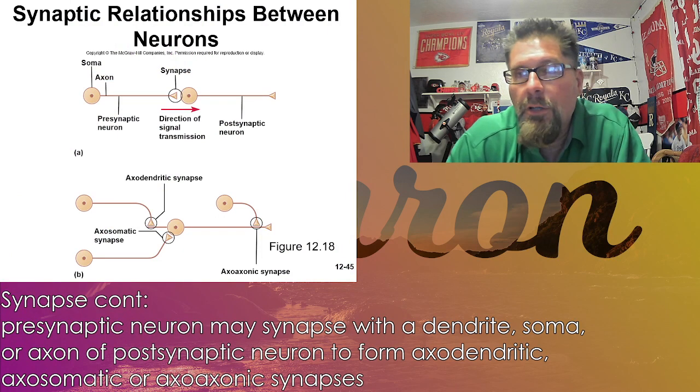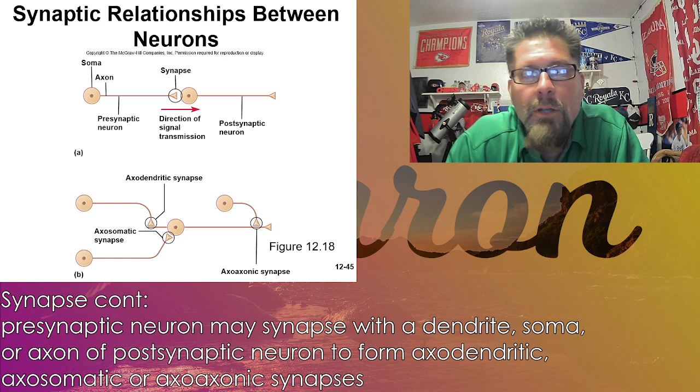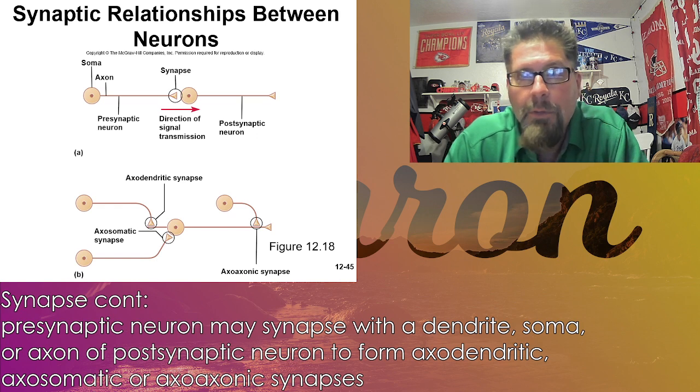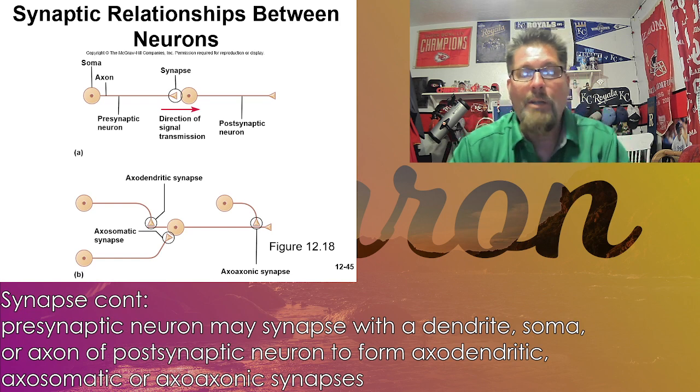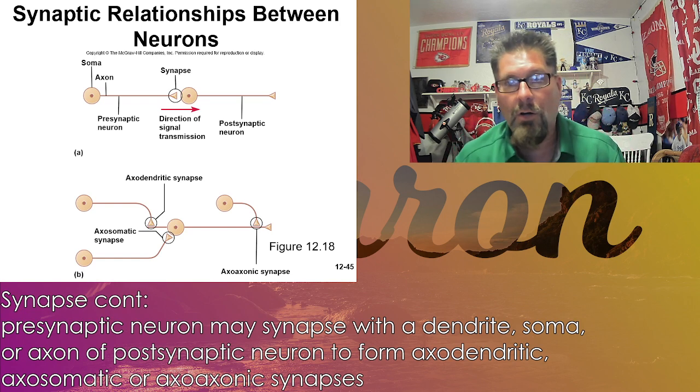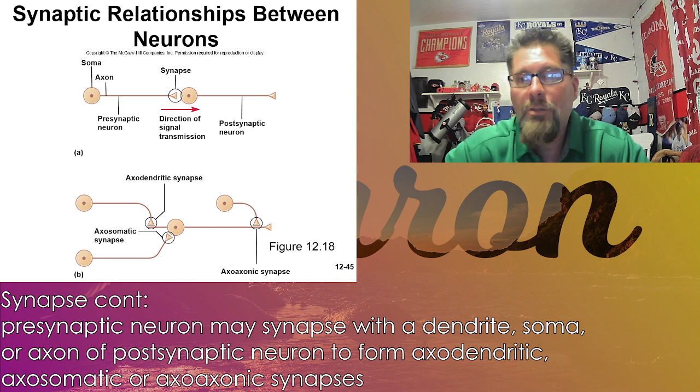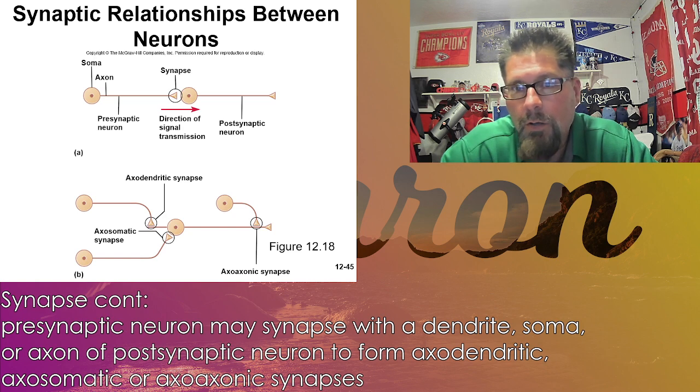Now when it comes to the presynaptic neuron, it can connect to several things. You can see in this diagram here, we're talking about the one on the top. It can connect straight to the soma, it can connect to the dendrites, or in some cases it can even connect straight to the axon of the postsynaptic neuron. And based on where it connects depends on what type of synapse it's creating.